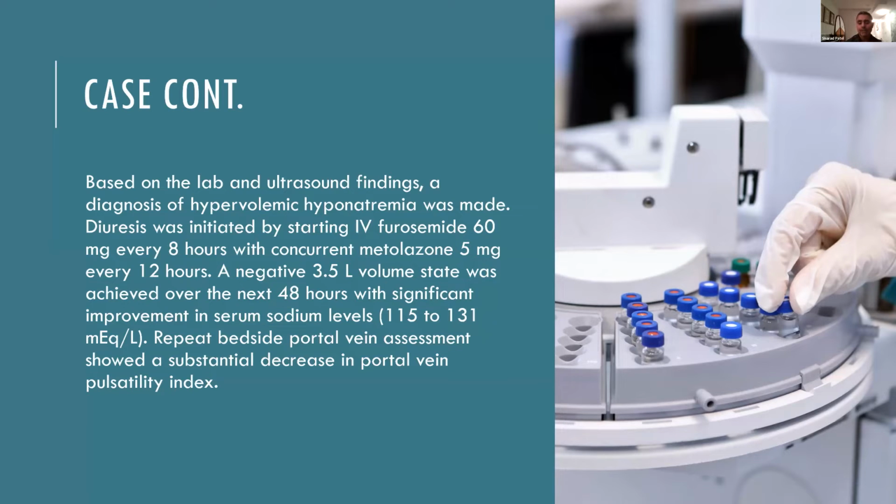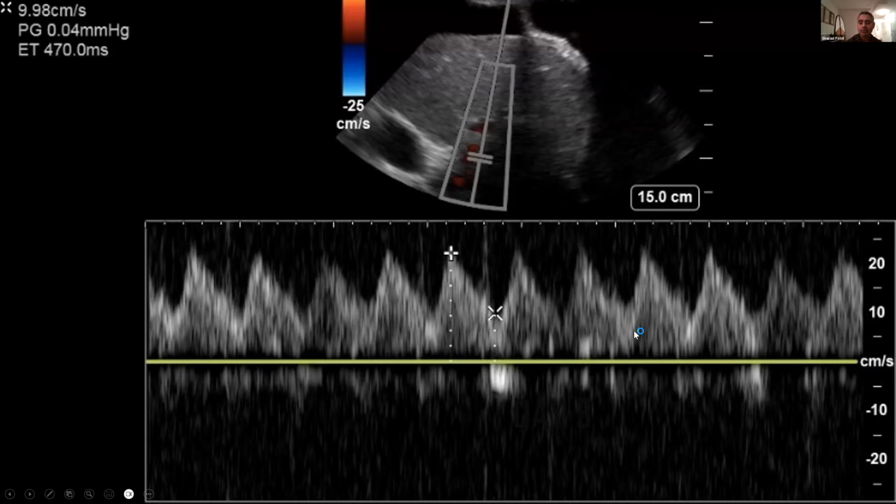So we do a repeat portal vein pulsatility. You see that before it was biphasic. Now it's still bad. This is not a normal finding, but now you're just getting some pulsatility, and it's not going to a biphasic value anymore. So there's improvement.